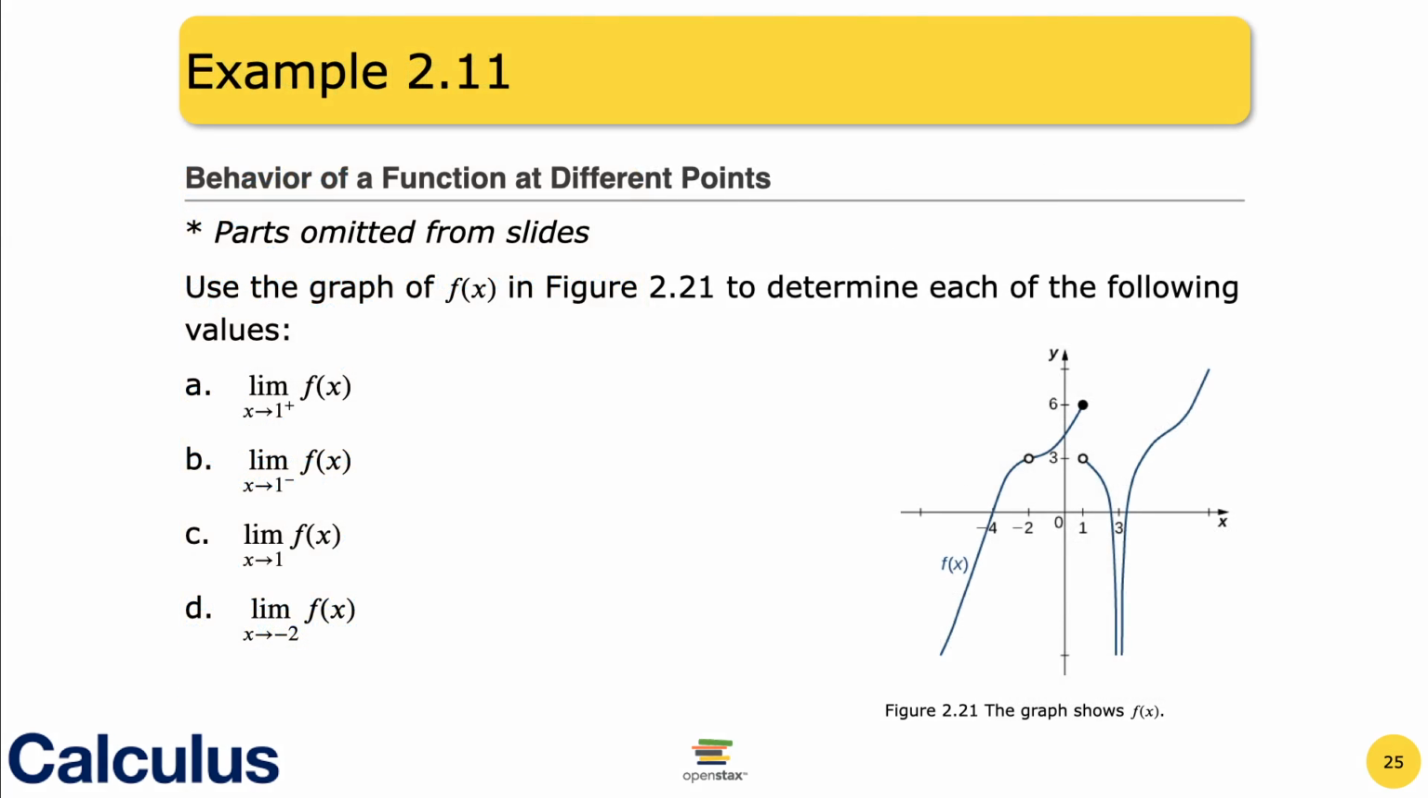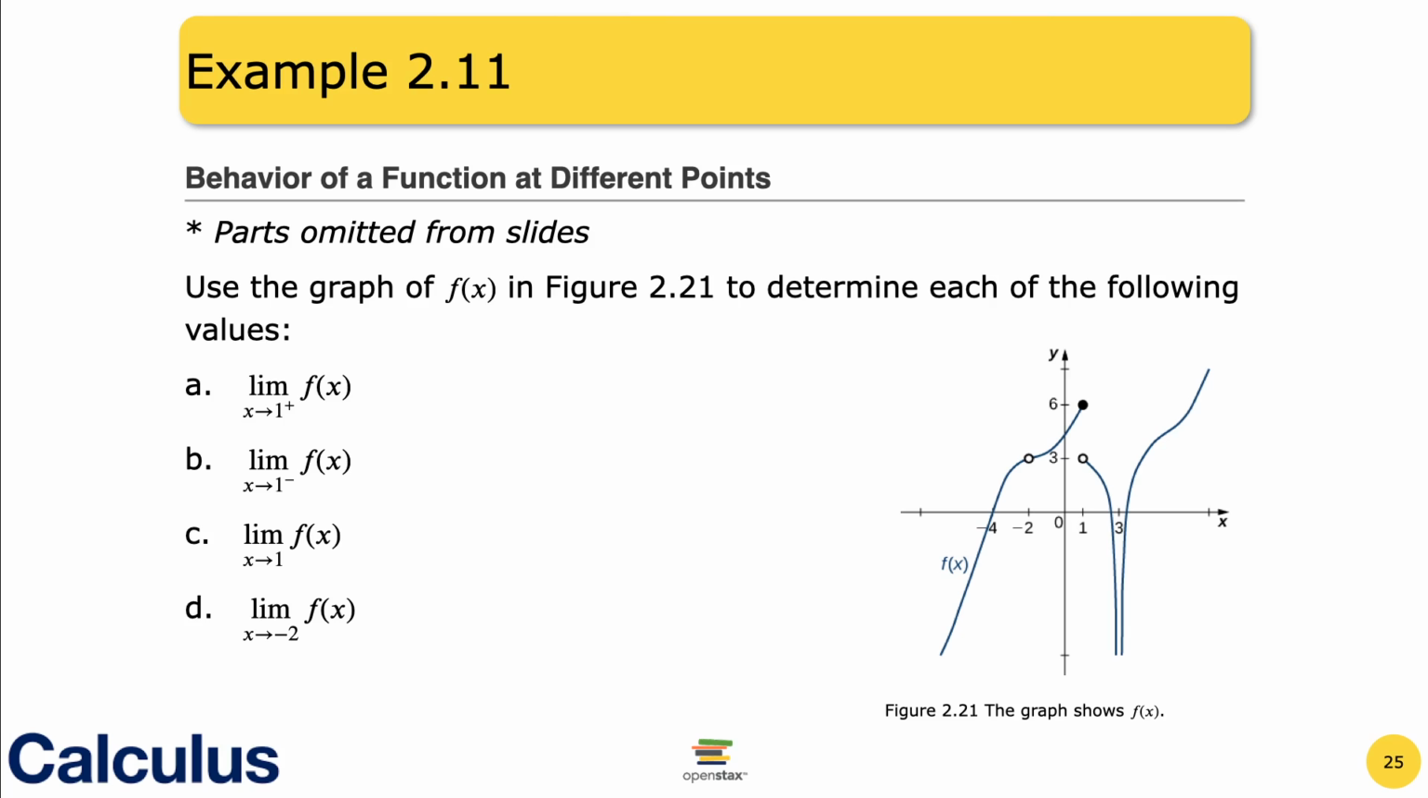Example 2.11, behavior of a function at different points. I've made this little note that I've omitted parts from this slide from the textbook, and I highly advise you to go over to the textbook on openstax.com and look at the other parts of this particular problem. So use the graph of f of x in figure 2.21 to determine each of the following values. A, the limit as x approaches 1 from the right of f of x. B, the limit as x approaches 1 from the left of f of x. C, the limit as x approaches 1 of f of x. And D, the limit as x approaches negative 2 of f of x.